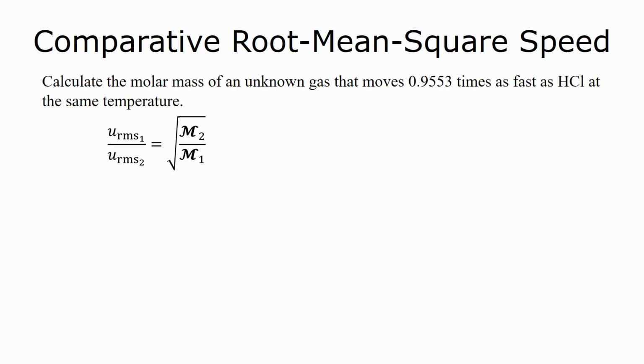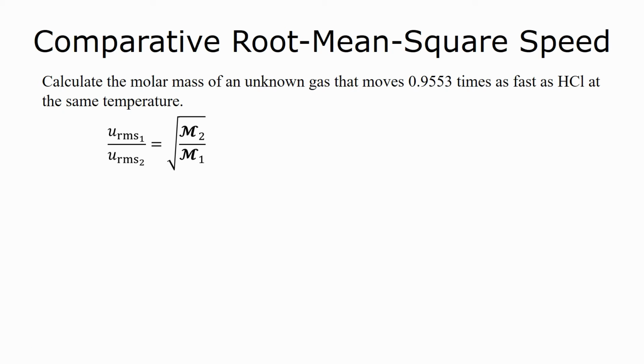So for instance, calculate the molar mass of an unknown gas that moves 0.9553 times as fast as HCl at the same temperature. Okay, so what does this mean? We have not actually been given any units for our speed. Well, that's because it doesn't matter. Here we are comparing. We are comparing a ratio. Therefore, the units are all going to cancel out here.